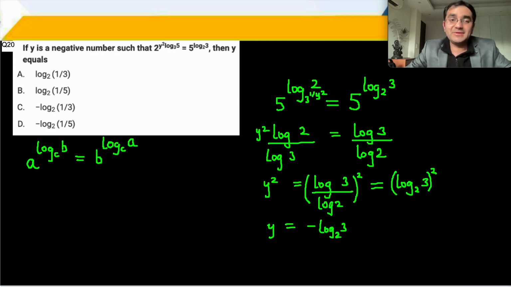But I can see that there is nothing like this in the options. So I try to simplify the options to see which one is matching with this. And in the first option I know that if you take the reciprocal of the argument or base, then you get a minus sign.